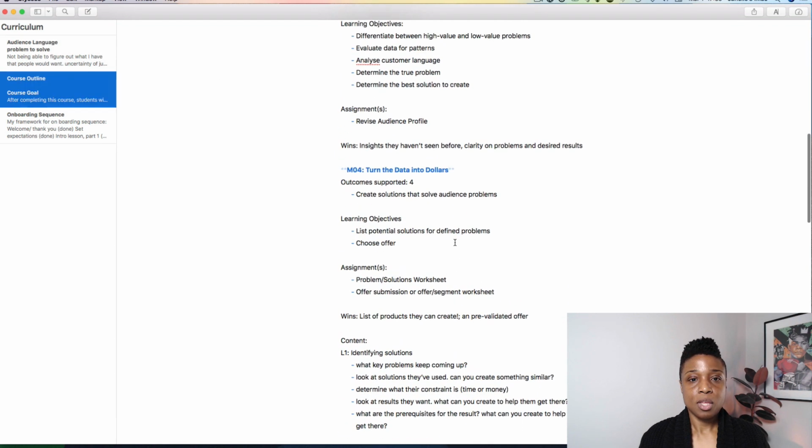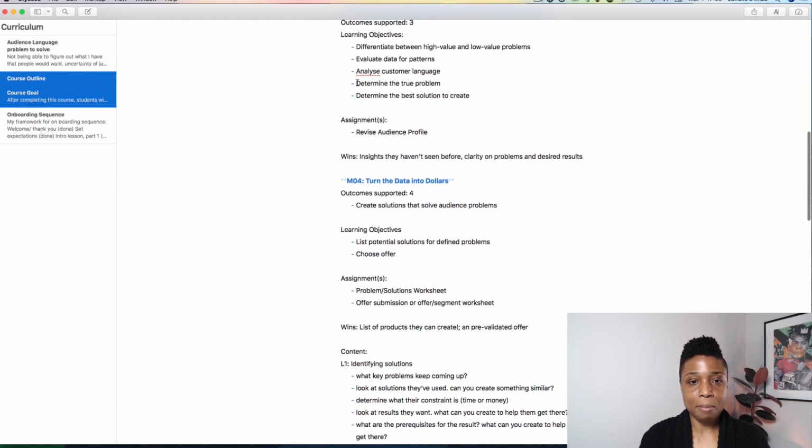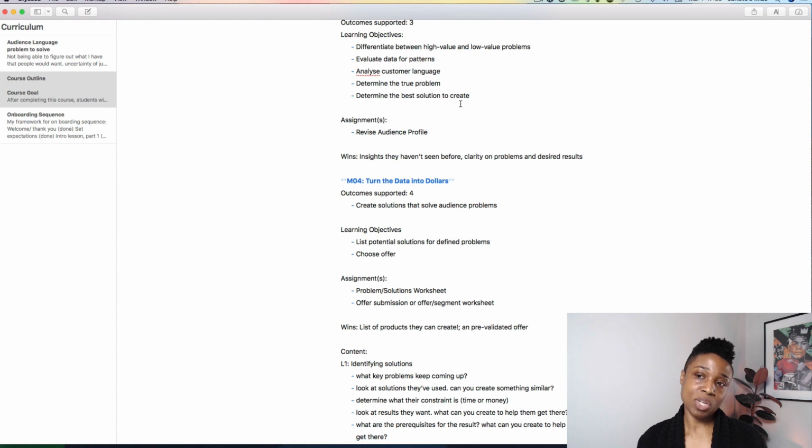So essentially, that's what I'm helping my learners discover here, the true problem, and then determining the best solution to create. Once you've identified the problem, that's going to become your goal, solving that problem. And you determine, okay, what is the best solution to create? Is this going to be a course? What is that going to look like, etc.